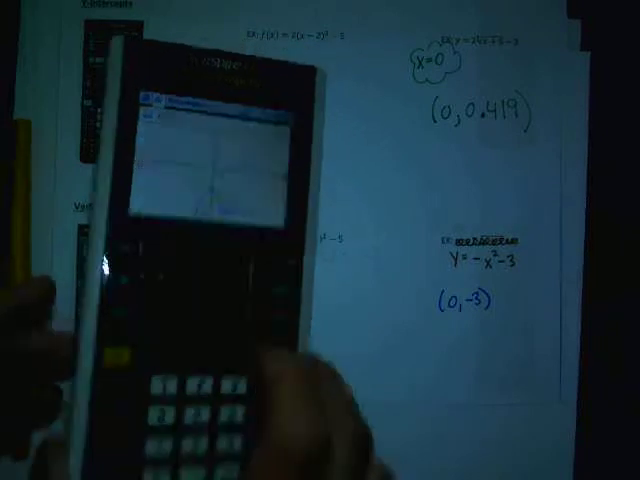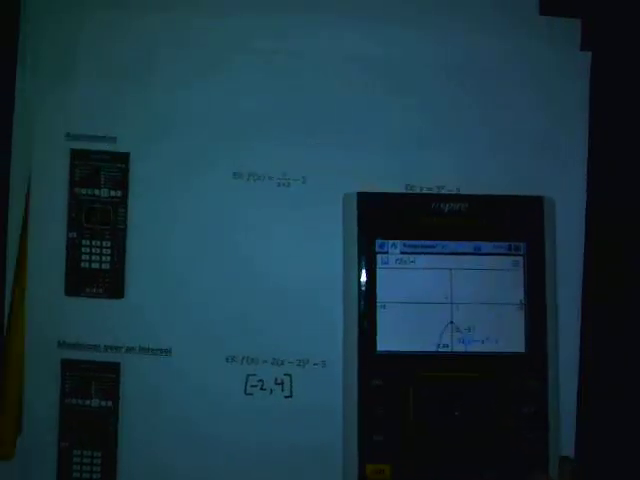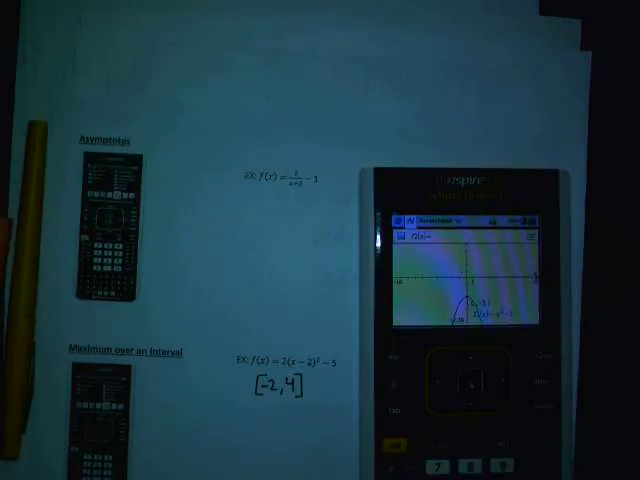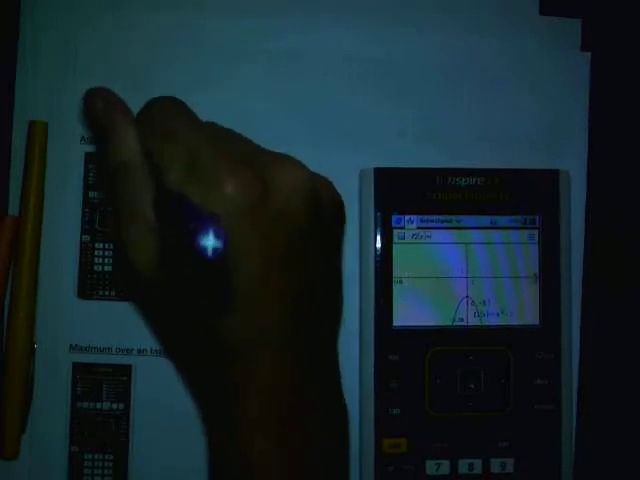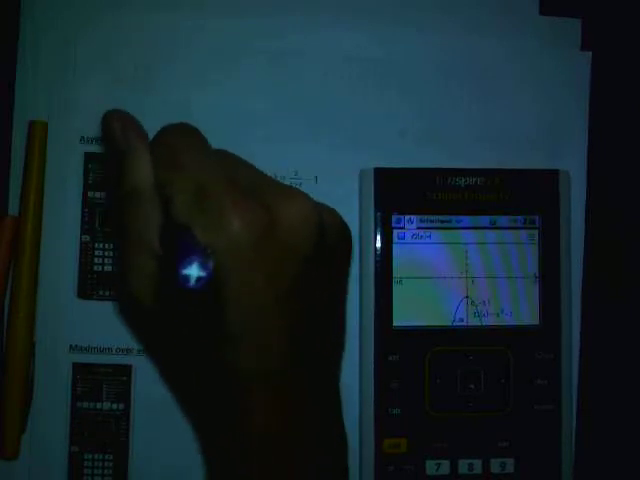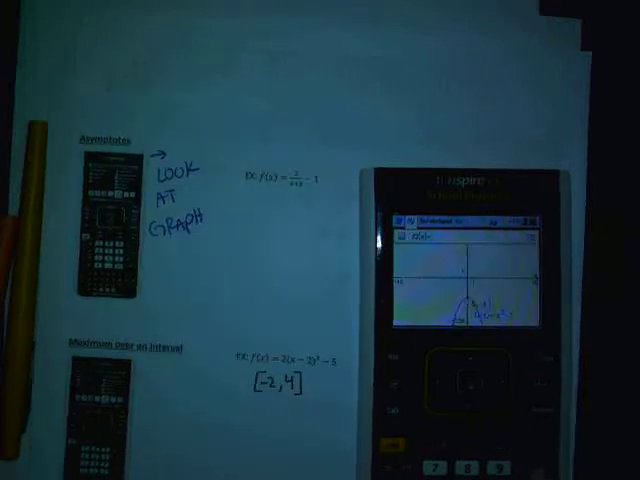On the back, we have the asymptotes. All right, for the asymptotes, there's not a button that will give you the asymptotes, so we are just going to look at the graph to determine where they are.